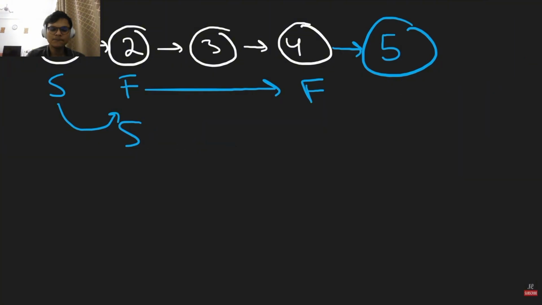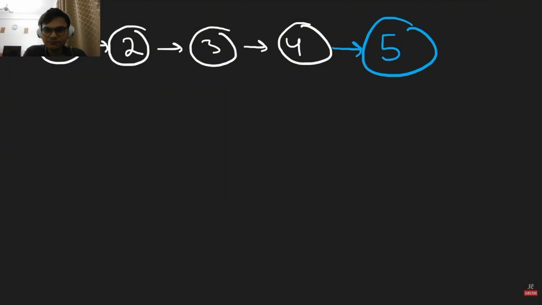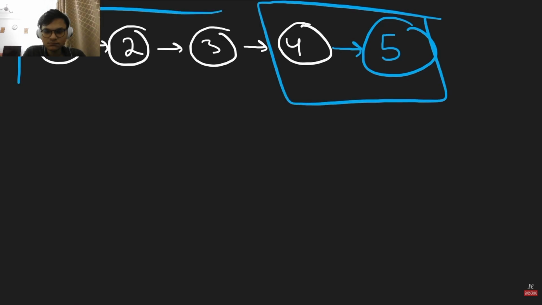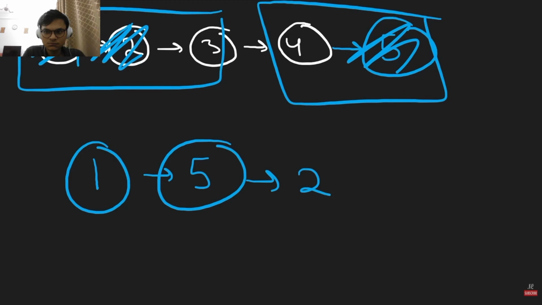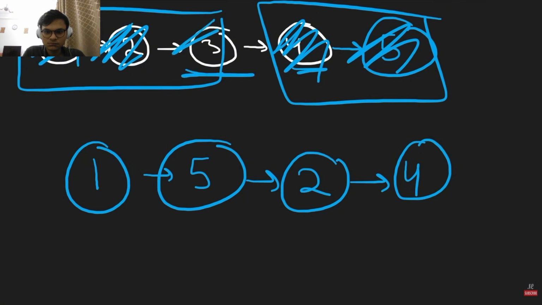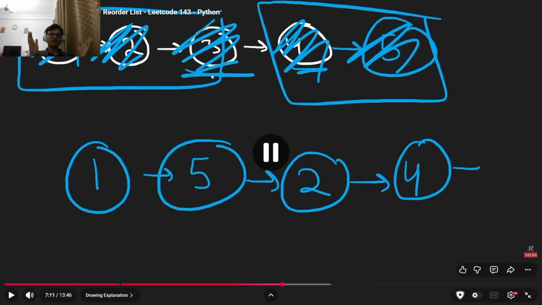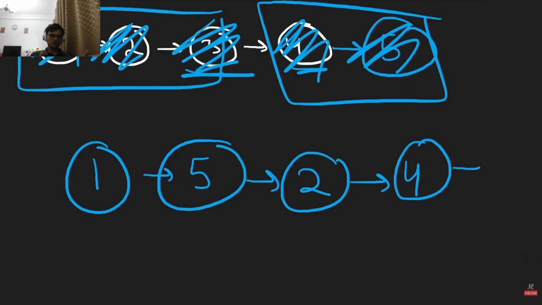Because the result in this case is basically, we have this second half of the list, and this is the first half. We're going to take 1 at the beginning. We're going to take 5 in the next position. Then we're going to take 2 in the next position. We're just basically alternating. Then we're going to take 4 at the next position. And lastly, we're going to take 3. So we take 1, 5, 2, 4.